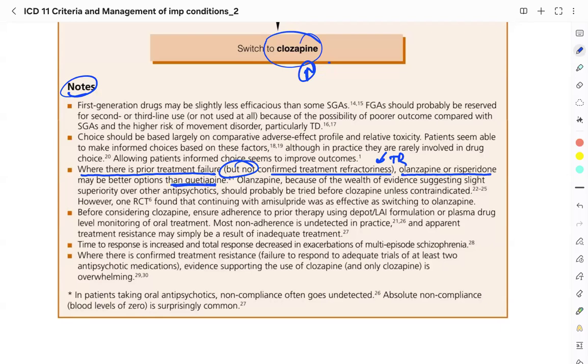So Maudsley says trial of olanzapine and risperidone. Olanzapine, because of the wealth of evidence and superiority over other antipsychotics. If you remember, there was a CATIE study as well, which told that olanzapine was doing so much better in terms of reducing the symptoms, although it had greater impact on the metabolic profile of the patient, but overall the symptom reduction was very good with olanzapine.